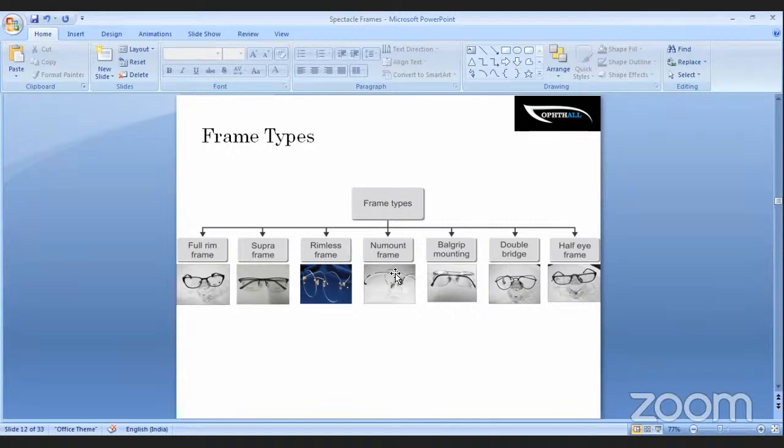New mount frames are no more available. Bell grip frames are no more available. The double bridge shapes are very, very common. They are still available mostly in the aviator shape. And then we have an occupational spectacle in the form of half-eye frames also, which are commonly used for reading purpose.